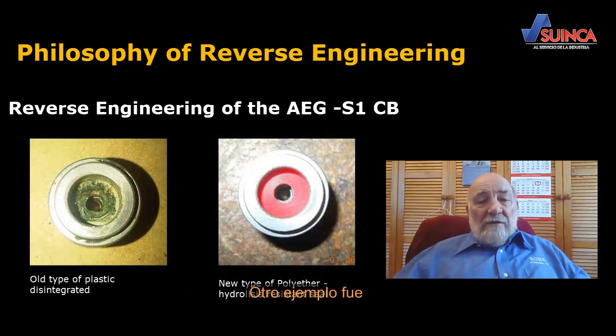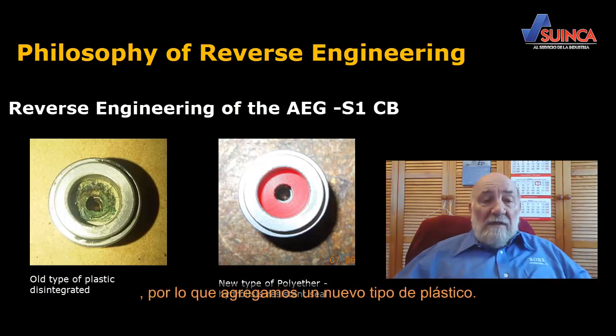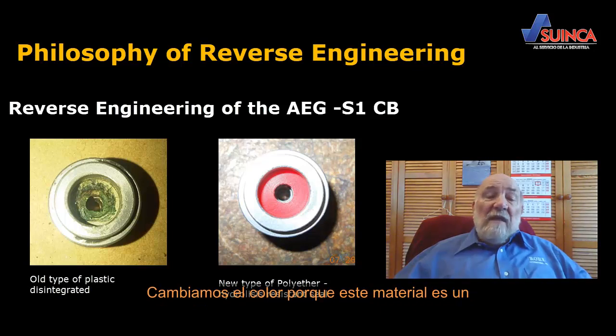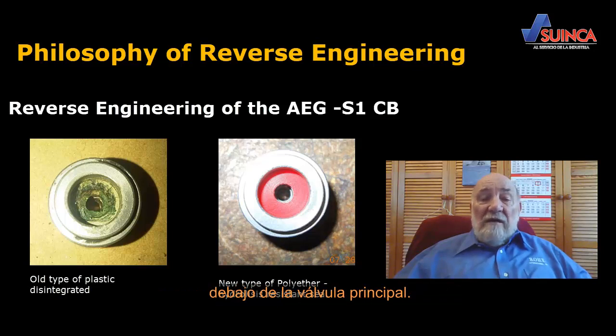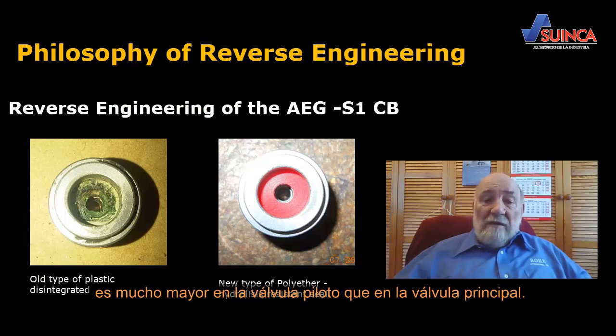Another example was the pilot valve of the close valve. We changed the old type of plastic, which completely disintegrated. So we added a new type of plastic. We changed the color because this material is a little bit harder than the one you just previously saw under the main valve, because the stress per square millimeter is much higher on the pilot valve than on the main valve.